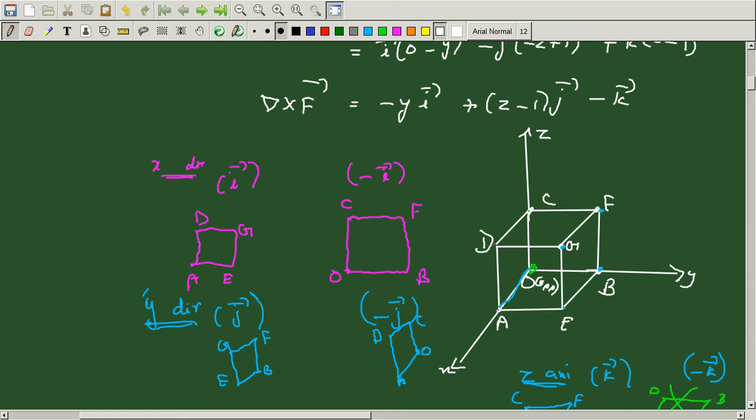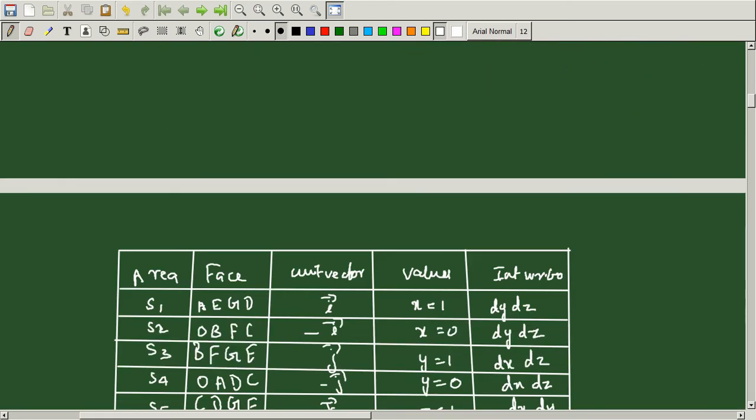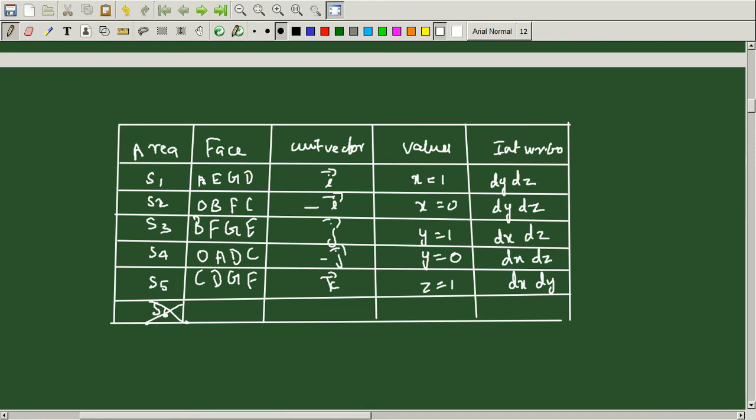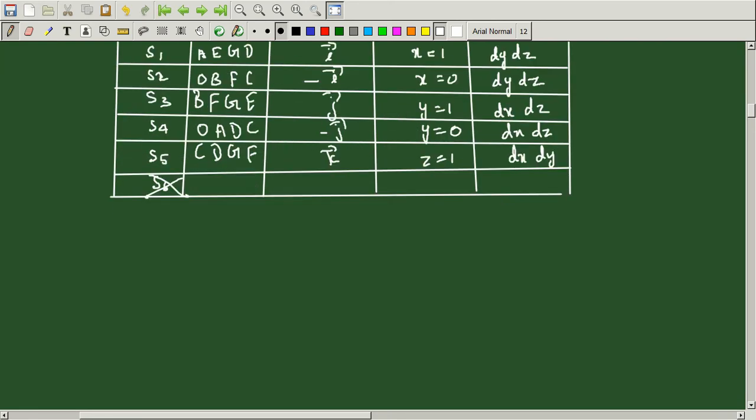Already they have given that you have to omit the XOY plane. So that's why we are removing this surface exactly. Then the remaining surfaces we have framed in a table. So let's start the calculation for surface 1.